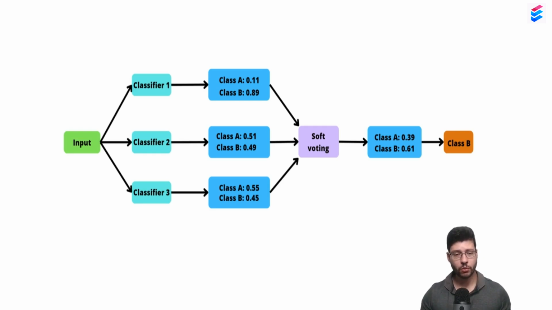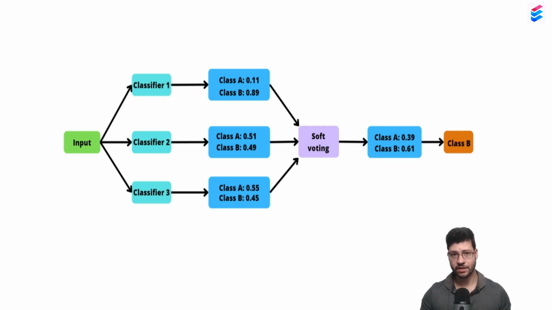So for example, if we want to calculate the final probability value for class A, what I'm going to do is sum up the probability value I got from the first classifier, which is 0.11, with the probability value from the second classifier, which is 0.51, with the probability value from the third classifier, which is 0.55. The sum of these 3 values is 1.17, and when we divide it by the number of classifiers, which is 3, we get 0.39.